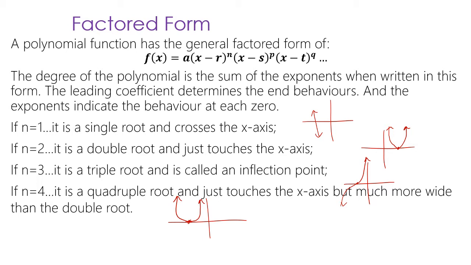And then from there, we could keep going. If it's 5, it's a quintuple root. It's still an inflection point, just a bit wider, and so on. If it was 6, then it would look like our quadruple root, but a little bit wider, and so on.